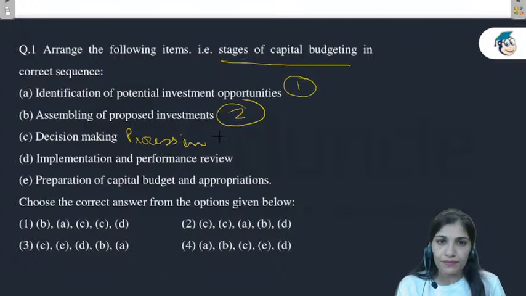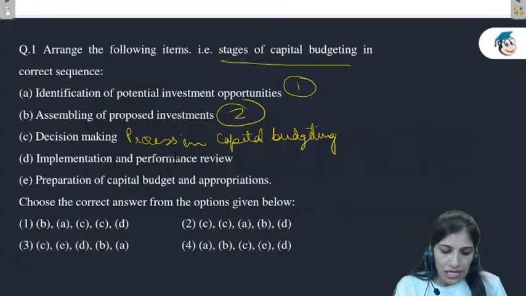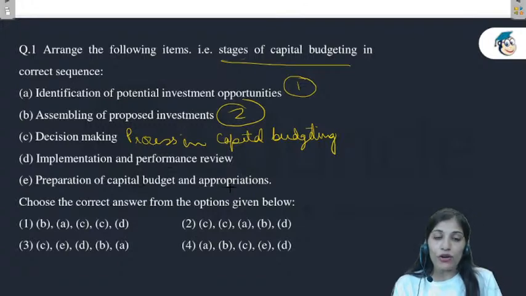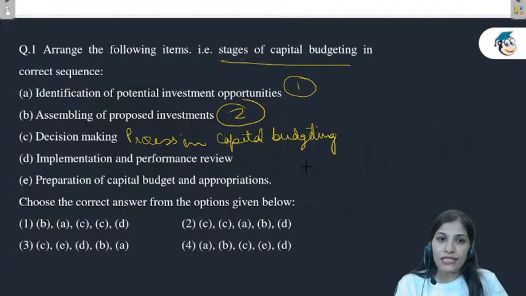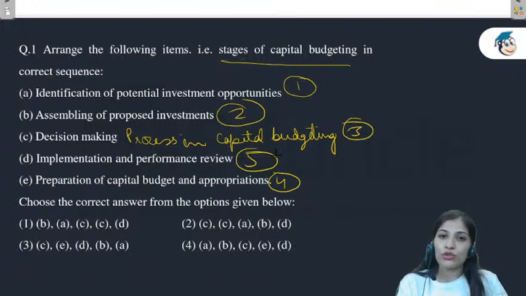Process in capital budgeting, right? After that we will prepare the capital budget, and only after it is prepared will the review happen, right? So this is the third point, this will be the preparation and this will be the review. So 1, 2, 3, 5 and 4, A, B, C, E and D. So option number 4 would be the answer.